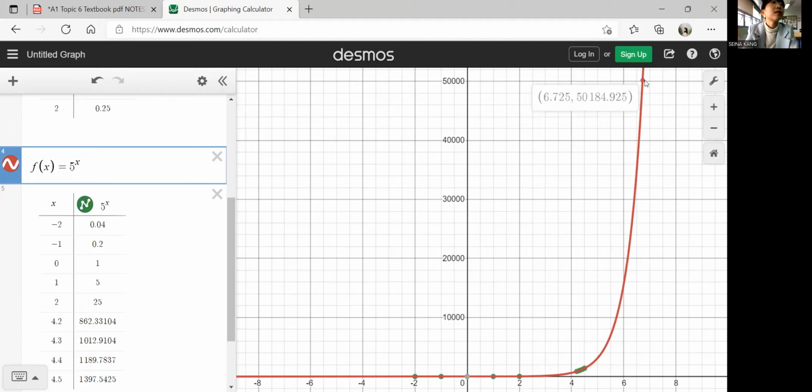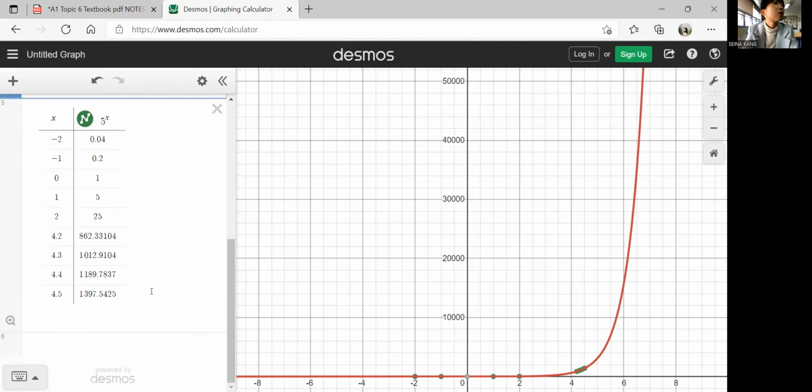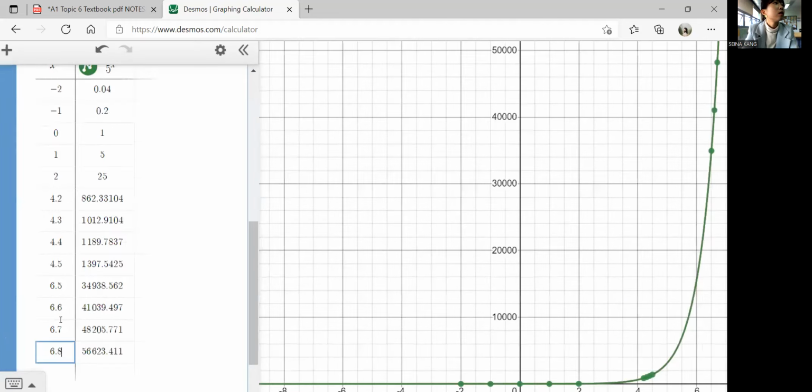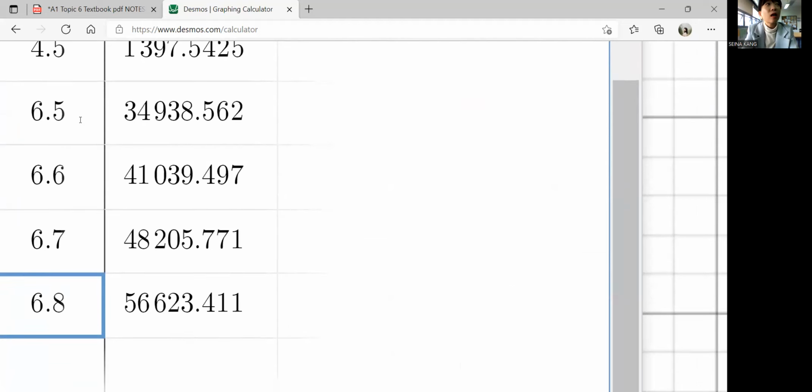So it seems like it's more than 6 hours and less than 7 hours, right? So it's 6.7 something. In order to double check, you're gonna go to your graph and see which one is the closest. Start with 6.5, 6.6, 6.7, 6.8, okay? So 6.5 is not even close to 50,000. But then 6.6 is 41,000, 6.7 is 48,000, 6.8 is 56,000. Wow, that's a lot of difference. So you can go more accurate. It's between 6.7 and 6.8.